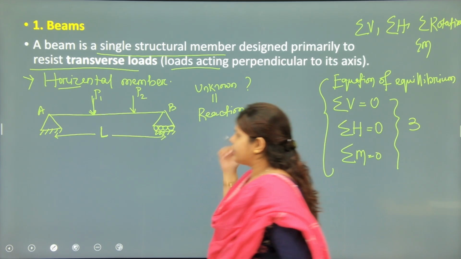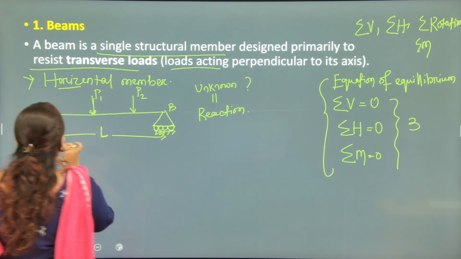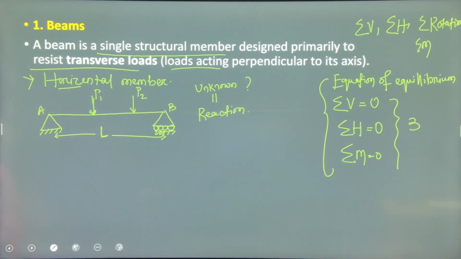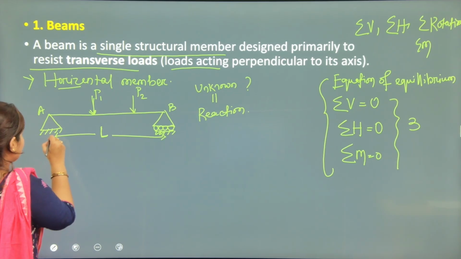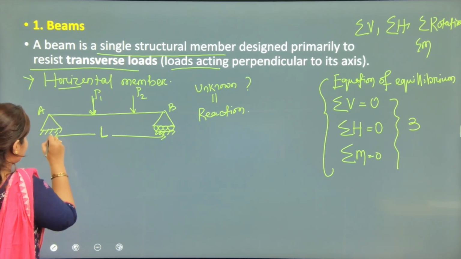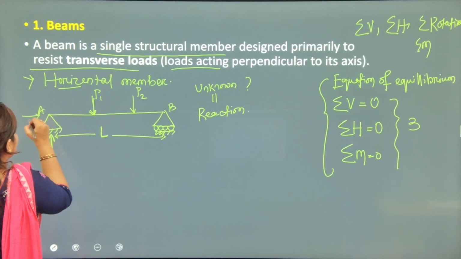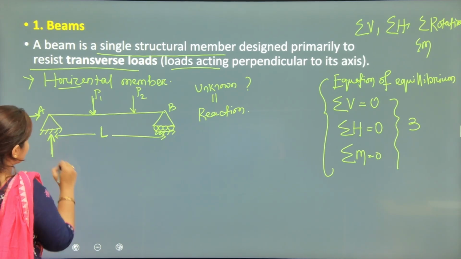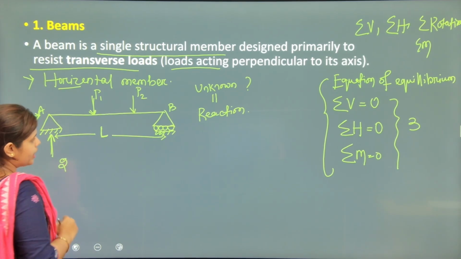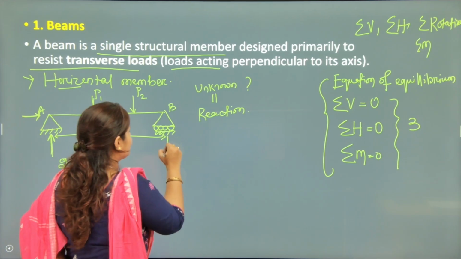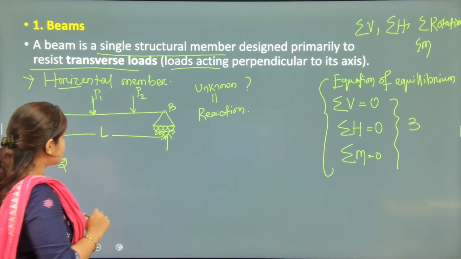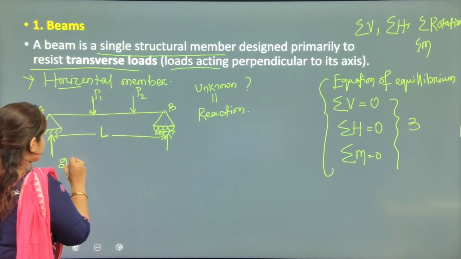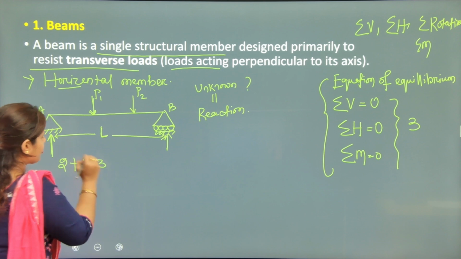So we have already discussed this. In case of hinge support, how many reactions will be generated? In case of vertical, 1, in horizontal, 1. So for this support we will have 2 reactions, and for roller support we will have one reaction. So 2 plus 1 is 3.